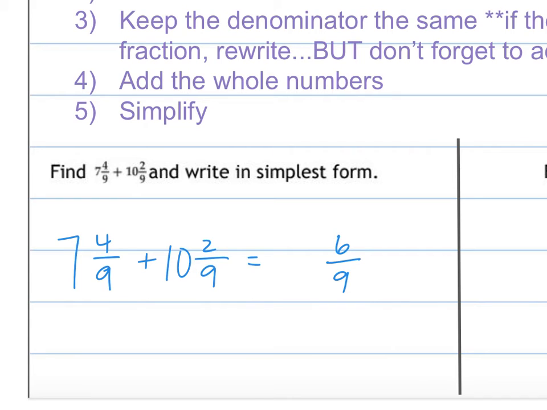Add the whole numbers together. 7 plus 10 is 17. So 17 and 6/9, which I need to simplify. I can divide 6 and 9 both by 3.